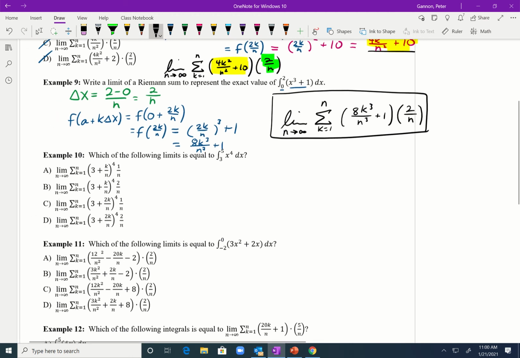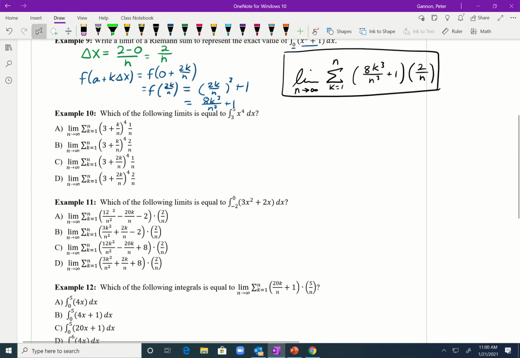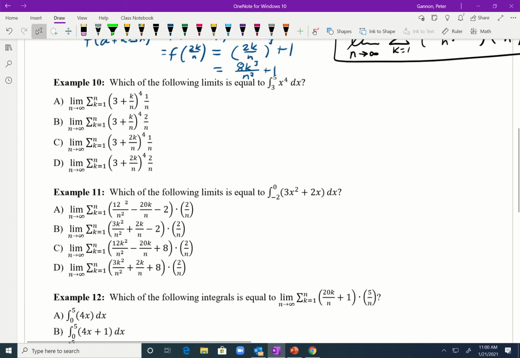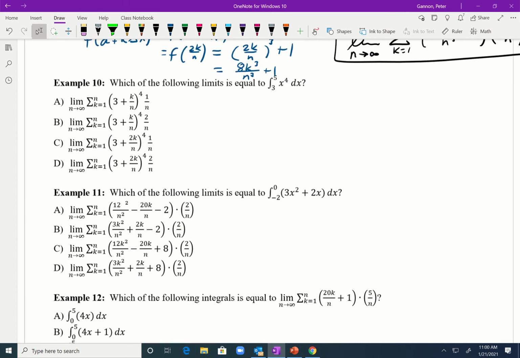All right, we'll move on to the next example, number 10. Which one of the following limits is equivalent to the integral from 3 to 5 of x to the 4th dx? All right, multiple choice in this case. But again, we still need to find delta x. So delta x in this problem, b minus a is 5 minus 3 over n. So we have 2 over n.